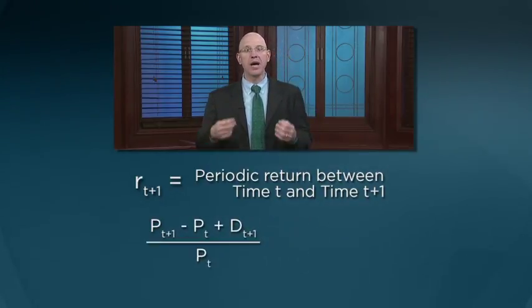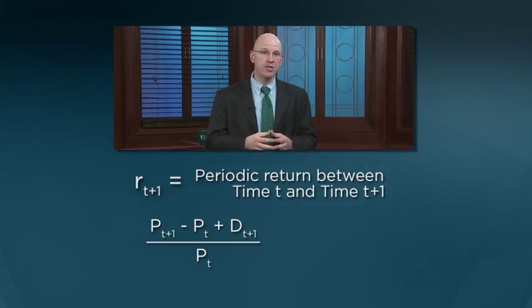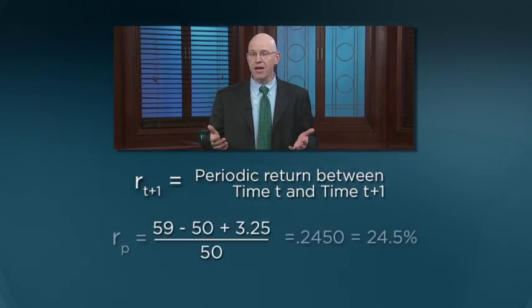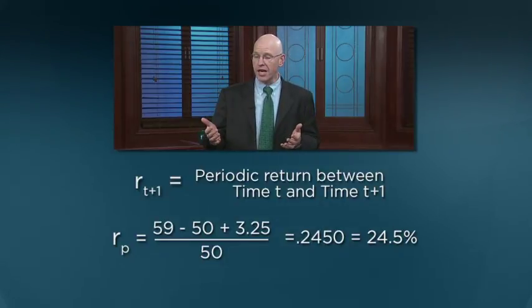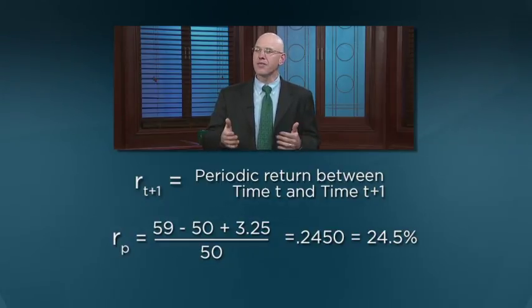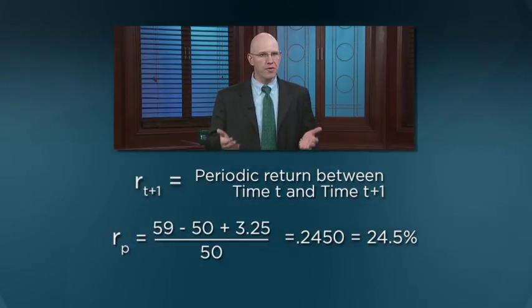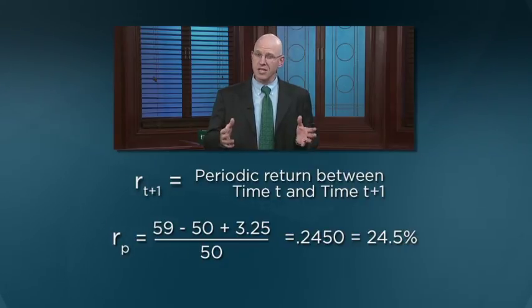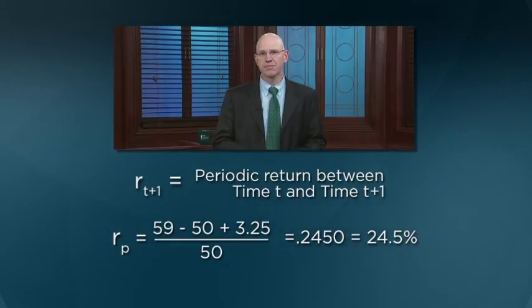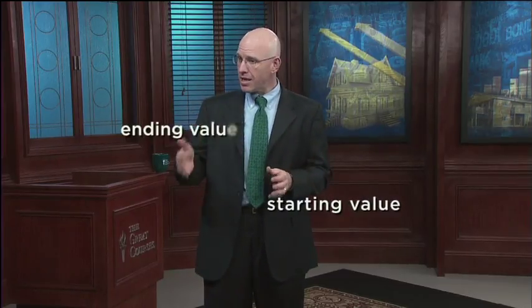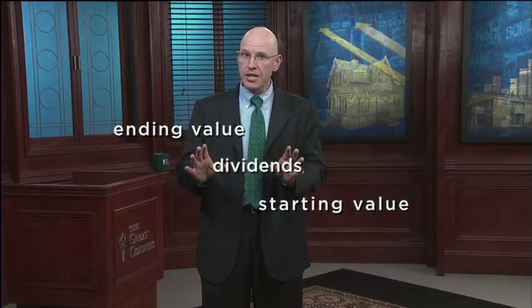So if I plug the numbers from my example into this definition of the periodic return, the calculation looks like this. Rp is equal to the quantity 59 minus 50 plus 3.25. Take that quantity, divide it by 50, and I get 0.245, or 24.5%, just like I found a minute ago. The advantage of the periodic rate of return is that it's the correct way to measure a return over any length of time. All you need to know are the starting value and the ending value of the investment, including the dividends or income, if any.